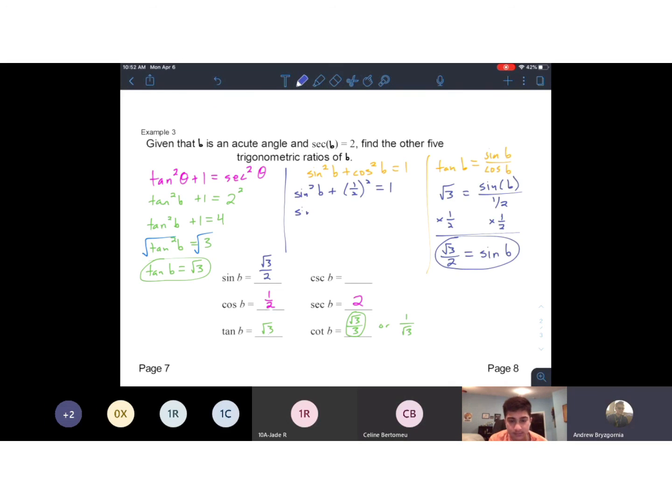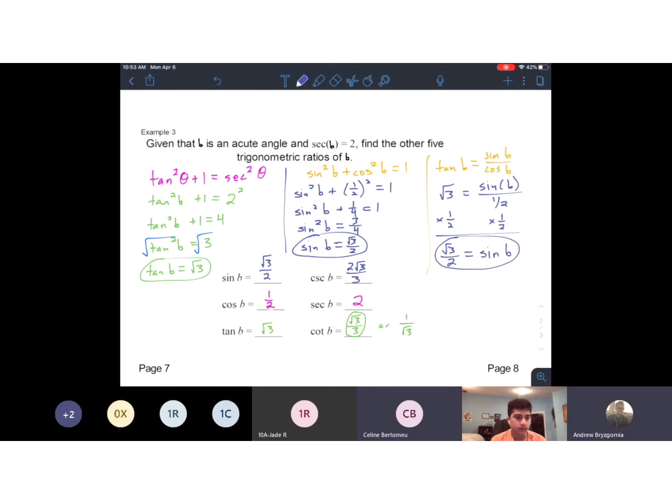Because we're going to get sine squared plus 1/4 equals 1. Sine squared equals 3/4. Then we have to take the square root of both sides. We still get the same answer, but it took a little bit more work. Okay, and then finally, what is cosecant? Two root 3 over 3. Good, awesome. And that's it.